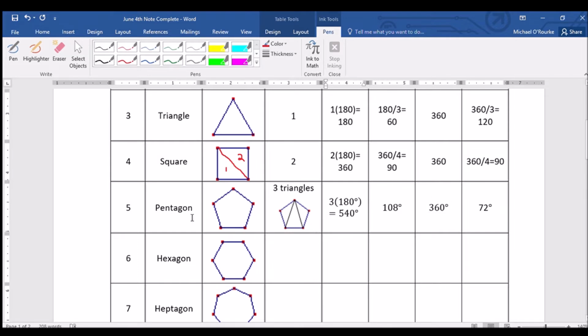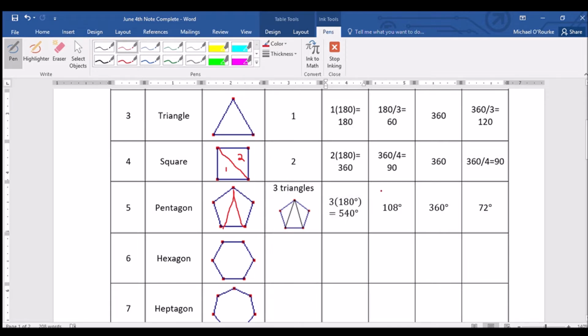Now, if you take a look here, pentagon. Let's make, how many triangles can we make? Starting from one vertex, we make a triangle here. We make another triangle here and a triangle there. So therefore we have 1, 2, 3 triangles. So we have 3 triangles that we made.